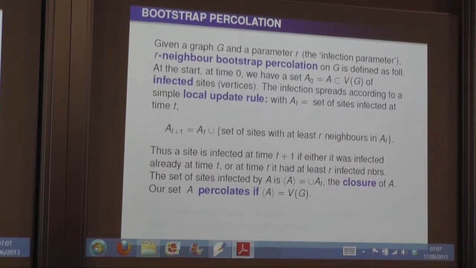And once it's decided which sites are infected, the infection starts to spread. At every time step, a site becomes infected if it has at least R infected neighbors. A site which is infected remains infected forever. That's incredibly important. That simplifies things enormously. If we have recovery, then it's a different ballgame. Okay, and it goes on, so the infection spreads to bigger and bigger sites. If everything gets infected at the end, then we say that the original set percolates.